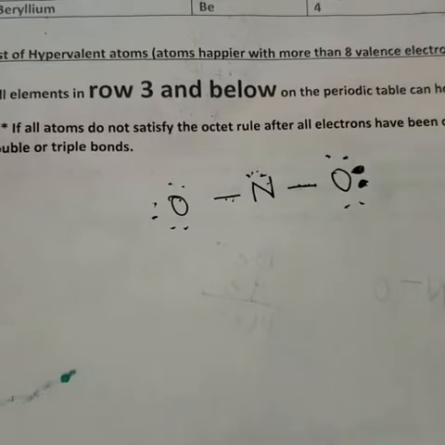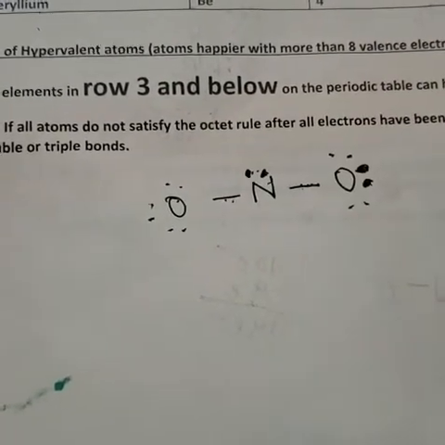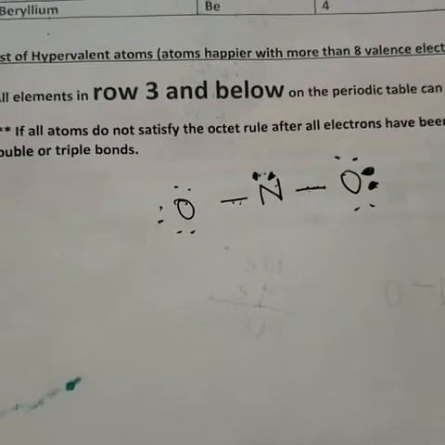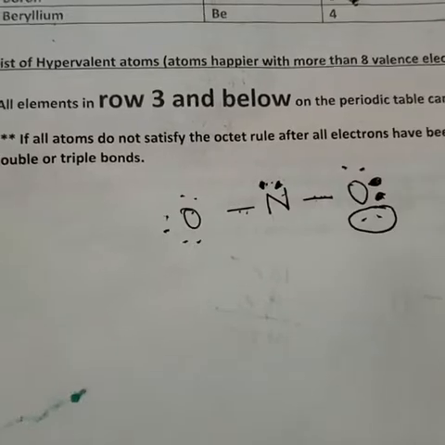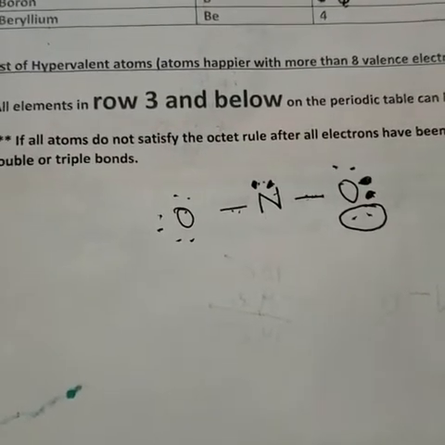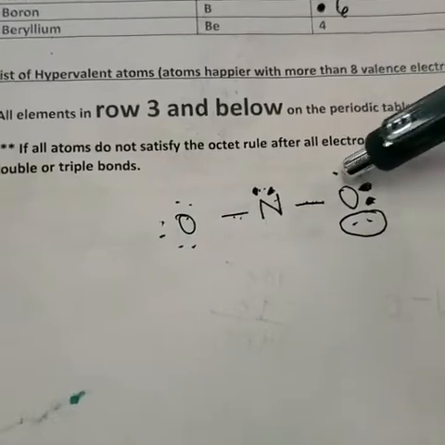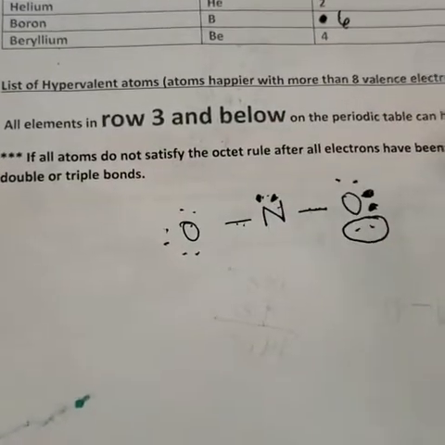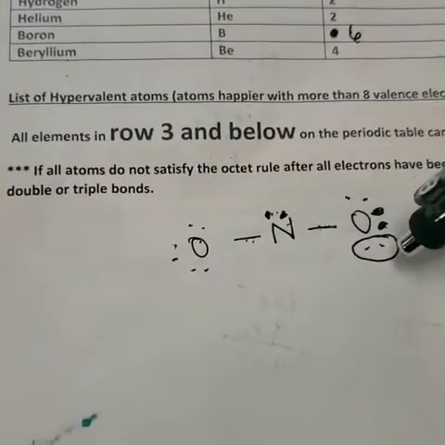He's not happy. What do I do when nitrogen isn't happy but I have no more electrons? Because in the last step, I used up all my electrons. Well, I need to take a lone pair from one of my peripheral atoms. It doesn't make a difference whether I took this lone pair or this one or this one. It makes no difference. I just needed a lone pair. This is exactly the same as this, so it made no difference.